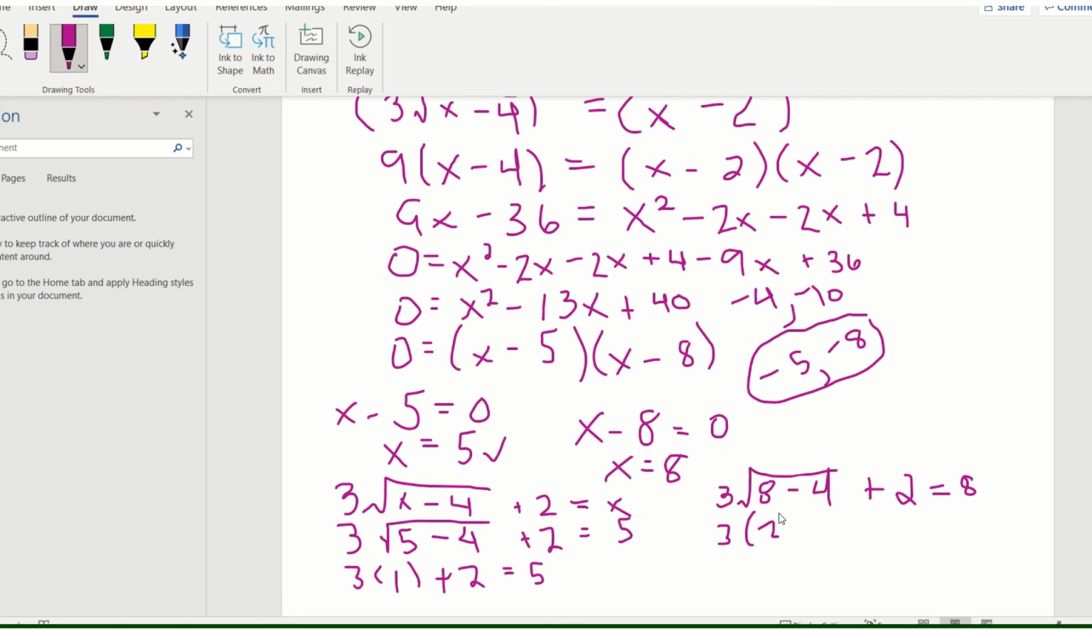And we get very fortunate with this one because both of these happen to work. Always check though, because if one of them doesn't work, you have to cross it out and not list it as a solution. So there we have it. And hopefully that will help you. All right.